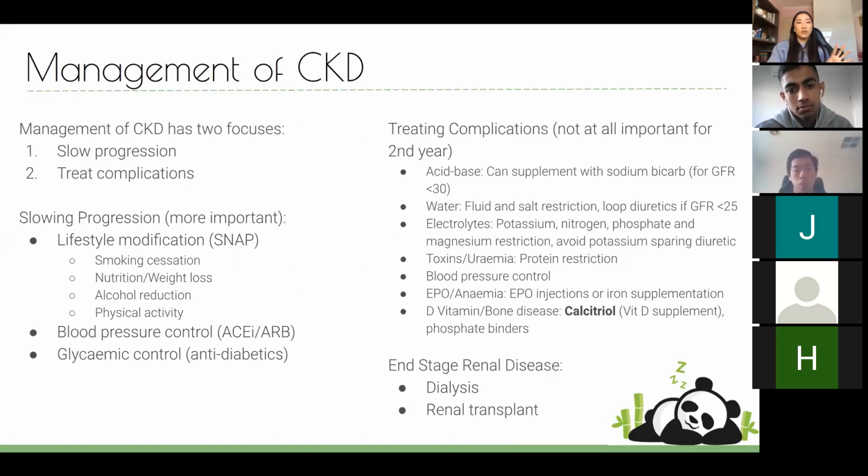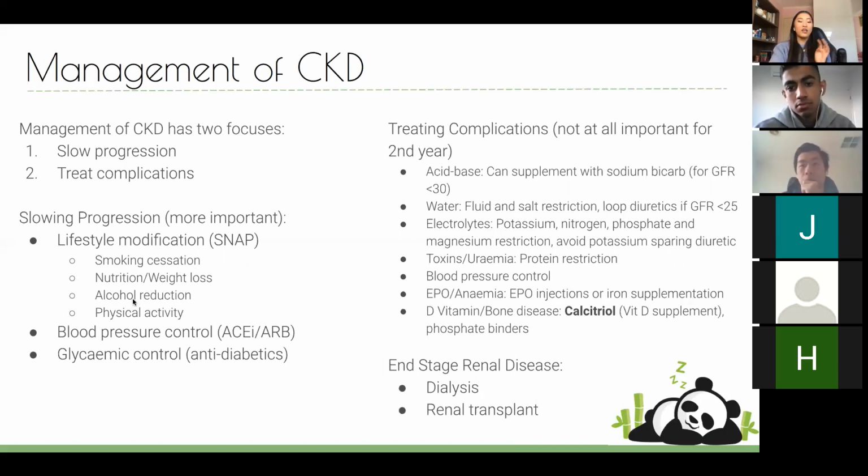Okay, so management. Remember I said that you can't really prevent end-stage renal disease once someone has CKD. So the management is really about trying to slow the progression so you can maximize their lifespan and treat complications so they can have the most pleasant lifespan that they can have. Slowing progression is related to three main things. Well, really two, but you always have to mention lifestyle modification because they love that. So lifestyle modification, your mnemonic is SNAP: smoking cessation, nutrition and weight loss.